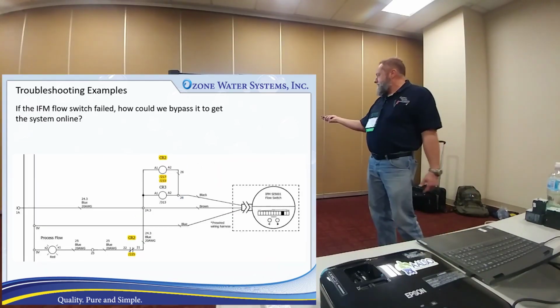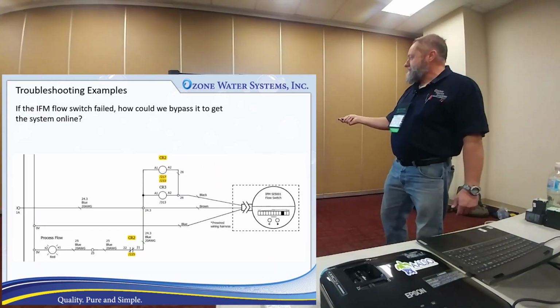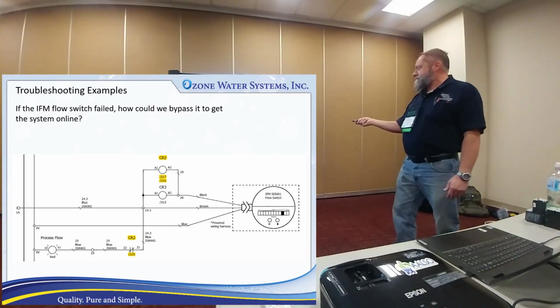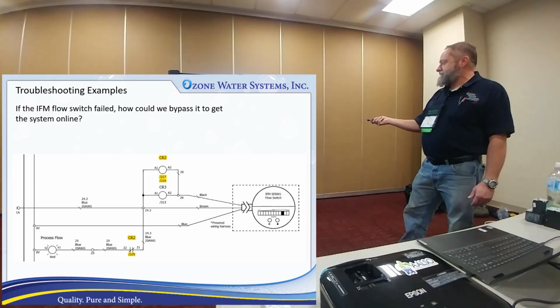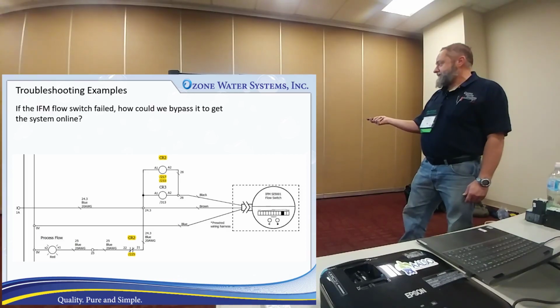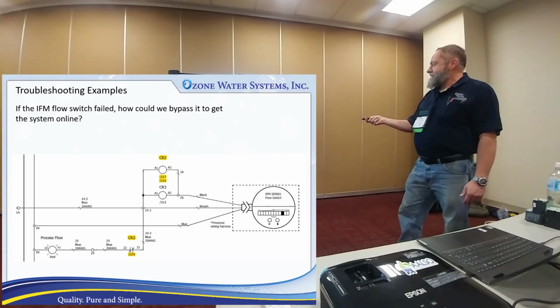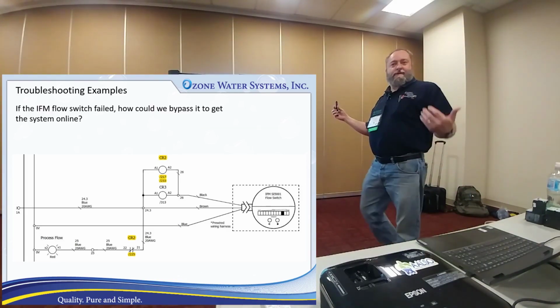So same schematic. Here's our flow switch we were looking at. There's CR2. So I'm not seeing any flow, or let's say I am seeing flow, but it's still not turning on. What do we do? Here's the example from upstairs. We got that water loop.